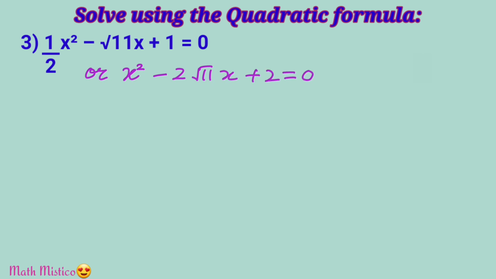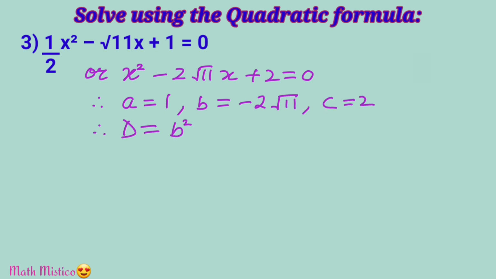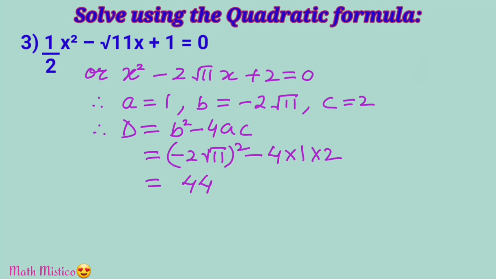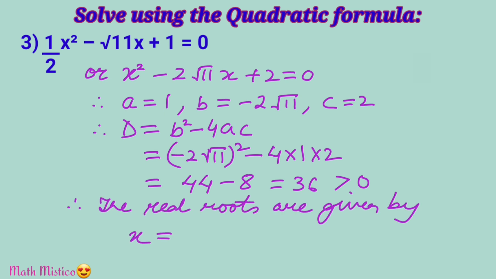This is again in standard form. So we get a equal to 1, b equal to minus 2 root 11 and c equal to 2. Therefore, discriminant is equal to b square minus 4ac, that is minus 2 root 11 whole square minus 4 into 1 into 2. Minus into minus is plus, 2 square is 4 into 11, that is 44, minus 8, which is equal to 36. This is also greater than 0.